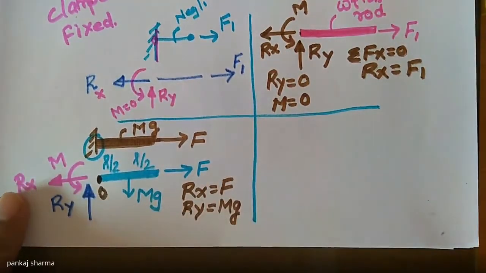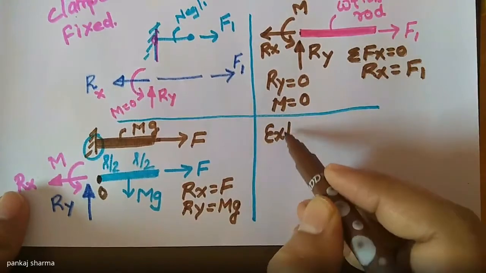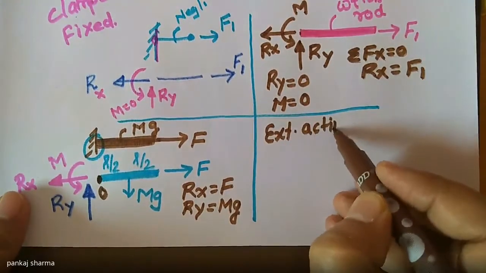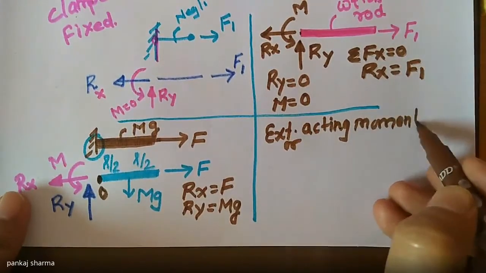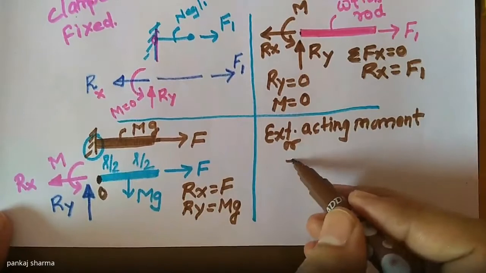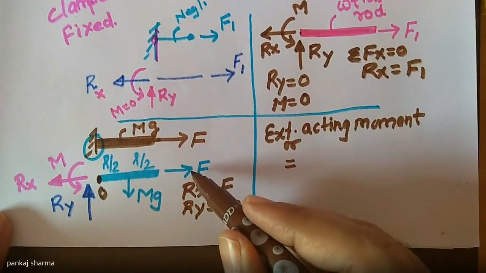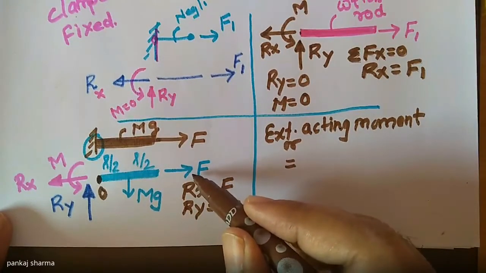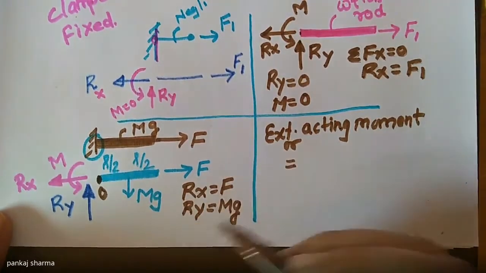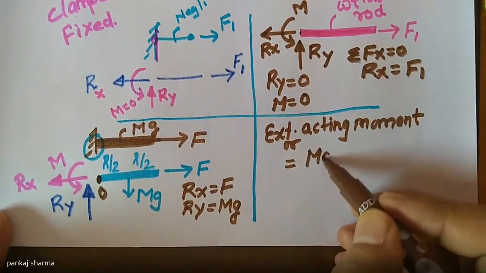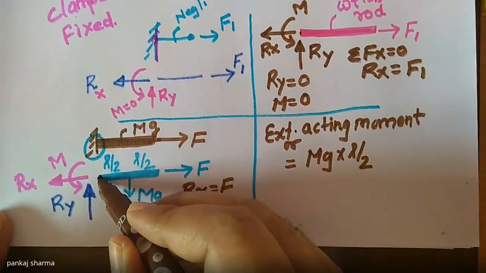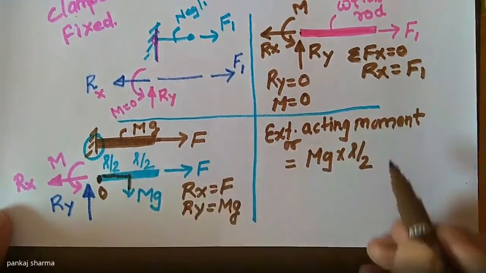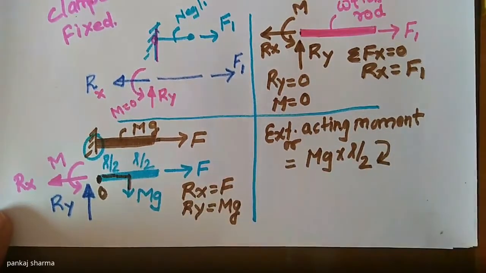At this point O, the external acting moment at the support is how much? F is not responsible for bending this beam, only mg is responsible. So the acting force is mg, the distance is L by 2 with respect to this point, and the nature of this acting moment is mg L by 2, direction clockwise.